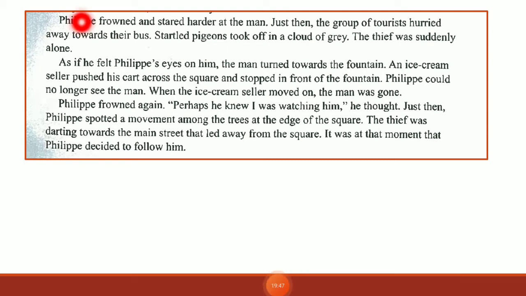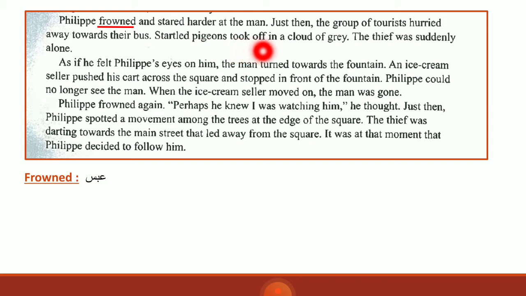So Philippe frowned and stared harder at the man. Frowned, Sabi3, means he scowled. Philippe frowned and stared means he gazed or looked intensely at the man. Just then the group of tourists hurried away toward their bus.